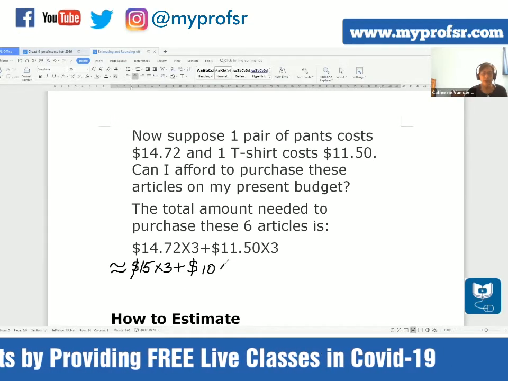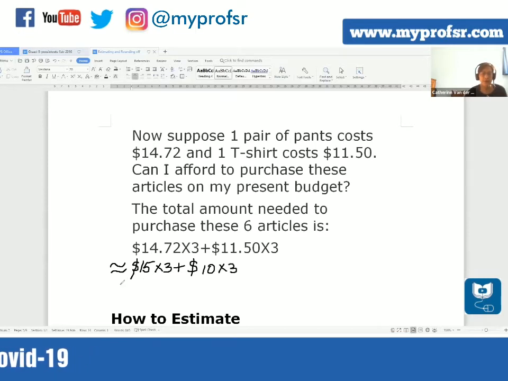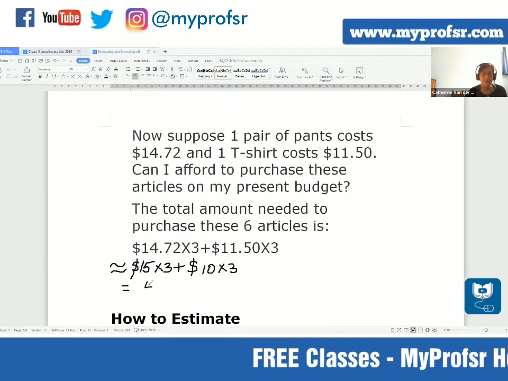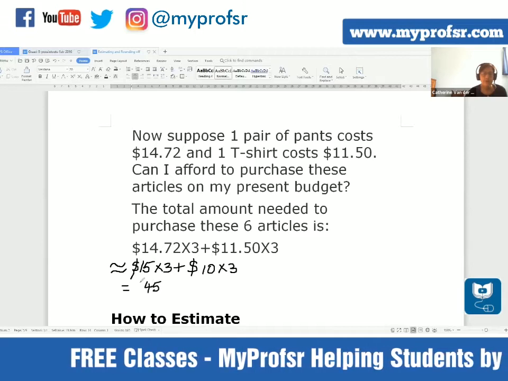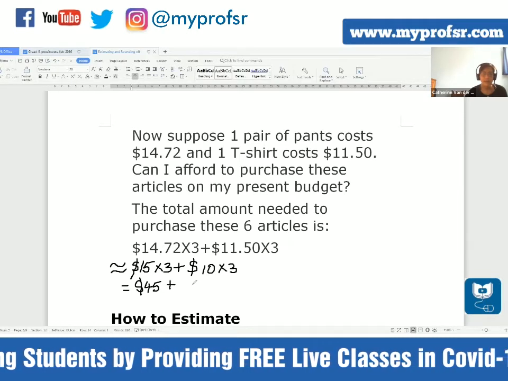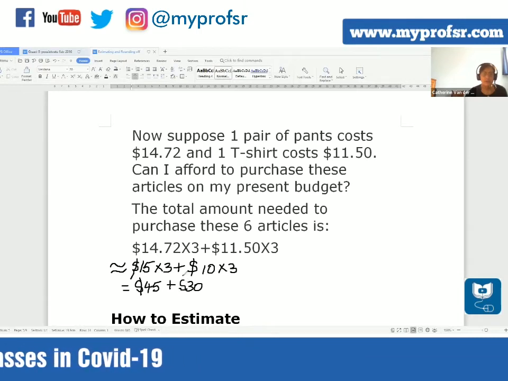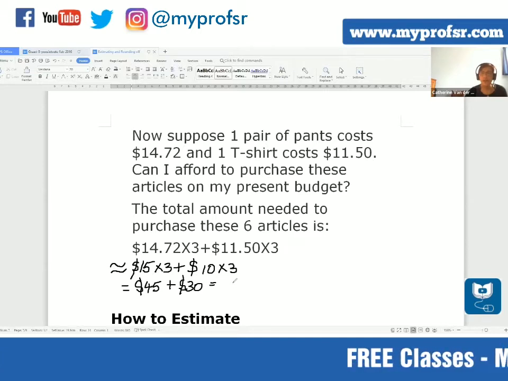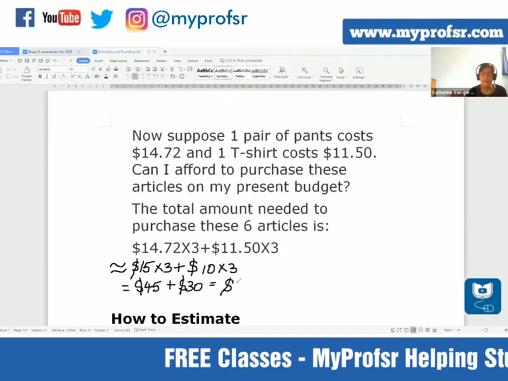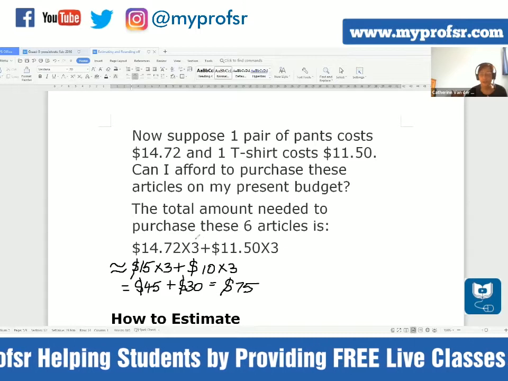And that we also have to multiply by 3. So this will then be equal to 15 times 3 is $45 plus $30. And you can see that the answer there then is $75, which is much easier to calculate than adding all of this together.